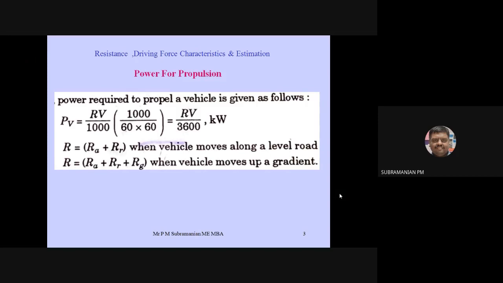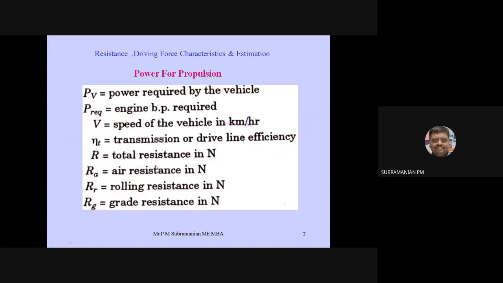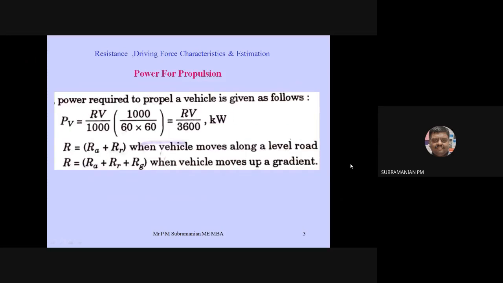What is the formula? Initially, I told you, P V. For calculating P V, I told you I have to know about the road characteristics. So, P V is equal to R V by 1000, or R V by 3600 kilowatt when V is in kilometer per hour. I will explain why this 1000 and all is coming. Take down this formula: P V is equal to R V by 3600.